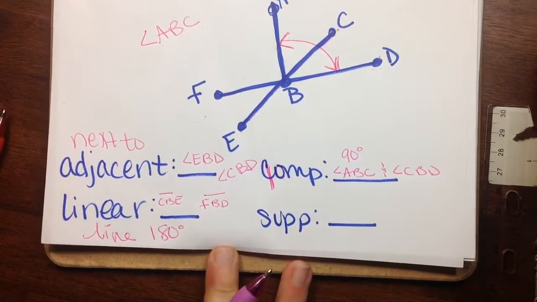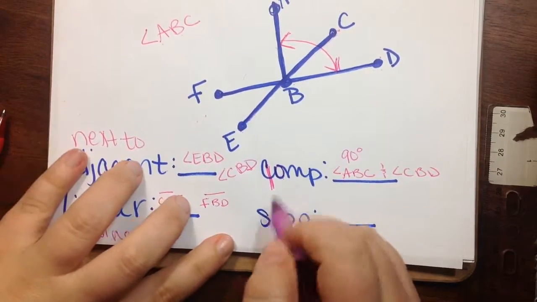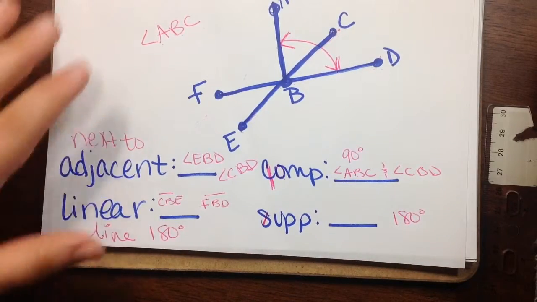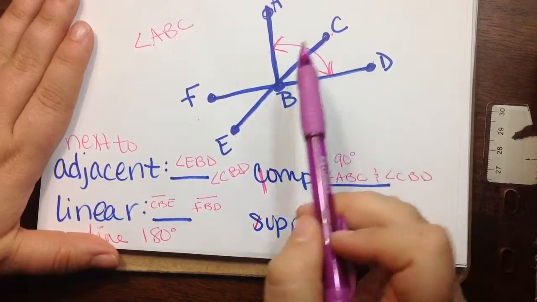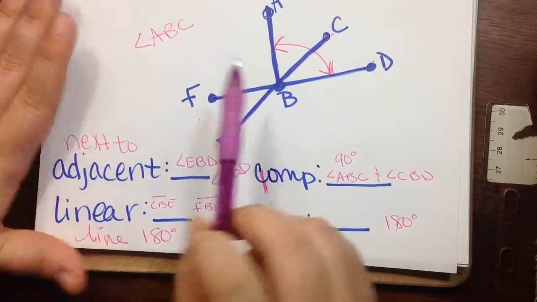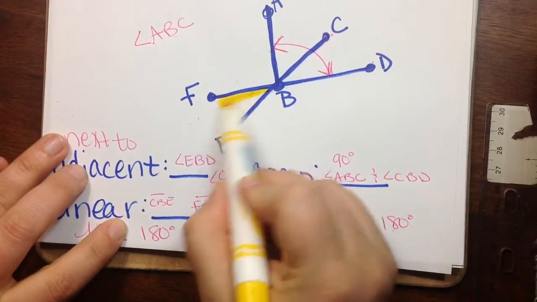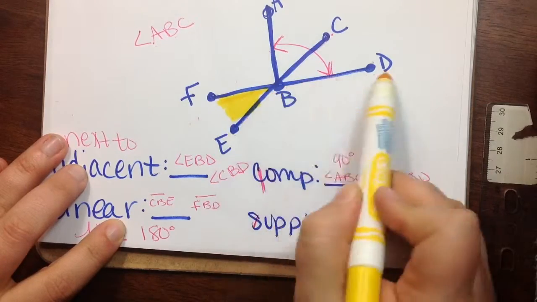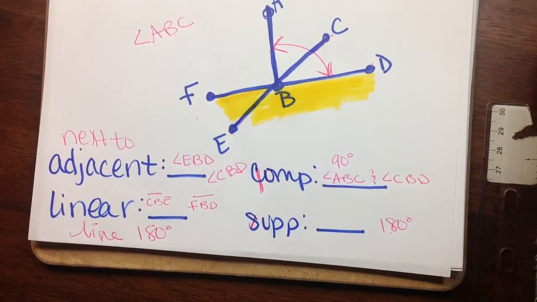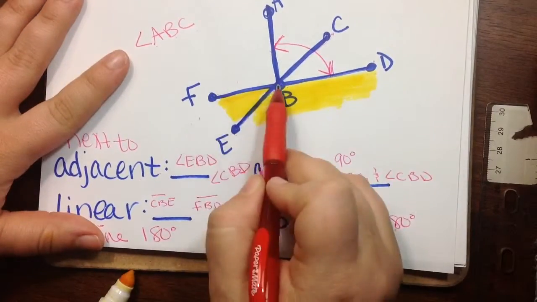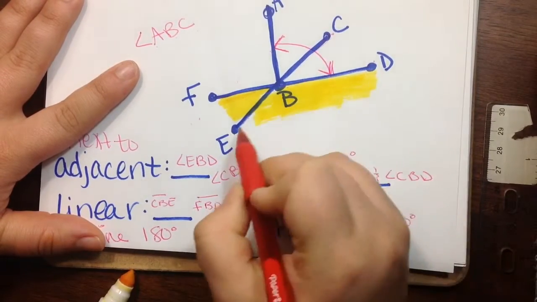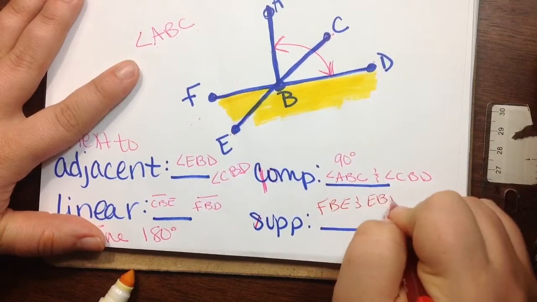All right, lastly, we're going to do supplementary angle. Supplementary, there's the S, which we can turn into that 8 so that we know it's 180 degrees. All right, supplementary angles are two angles that equal 180 degrees. So I can say that FEB, so this angle right here, I'm going to color it yellow, plus EBD makes a straight line, and there's the straight line. So that would work. So we could say FBE and EBD.